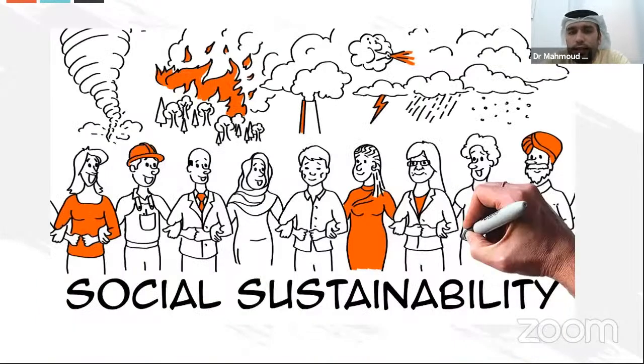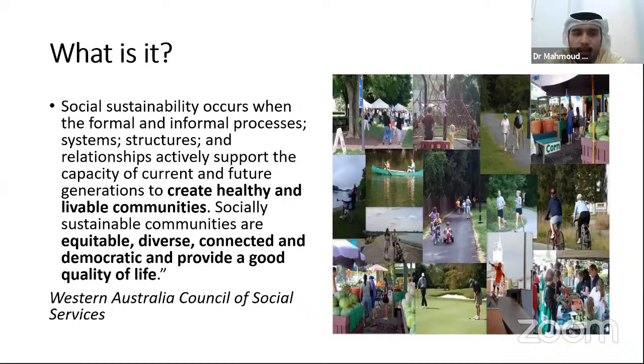So social sustainability is really a key important element in driving sustainability, in driving competitiveness, in driving even recovery post COVID-19. What is it? There are so many definitions, but the most important thing is the structure, processes, and systems in place to support creating healthy and livable communities. It's about having an equitable, diverse, connected, and democratic life, and providing a good quality of life. This is one definition. So if you focus on health and livability, equitability, diversity, democracy, and good quality of life, they're all elements of good social sustainability.